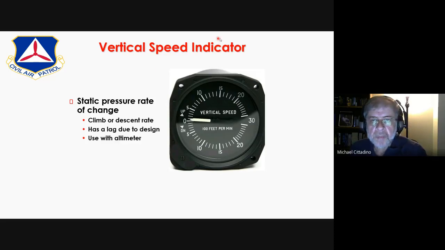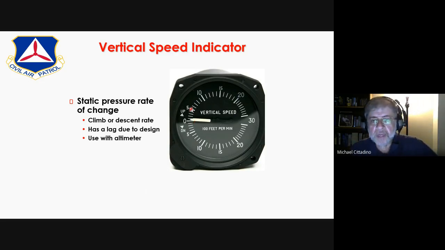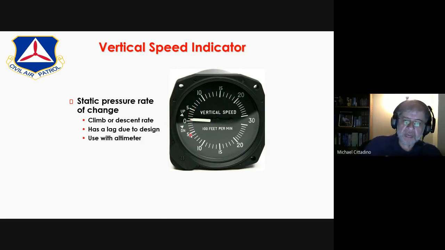Next, we have the vertical speed indicator, another static pressure instrument. This is used in conjunction with the altimeter to allow the pilot to determine the rate at which he might be climbing or descending. And it's graduated to show how fast the plane is climbing or descending in hundreds of feet per minute.